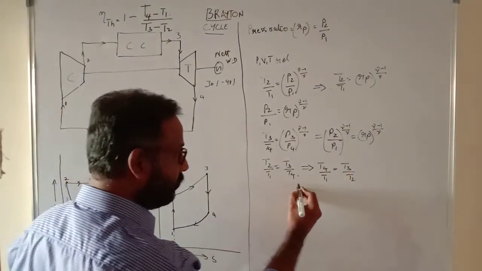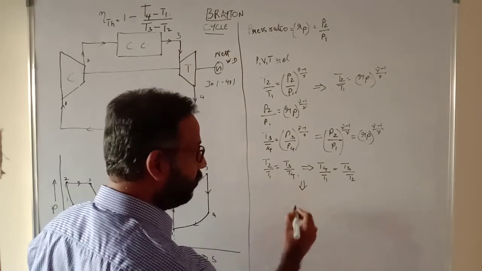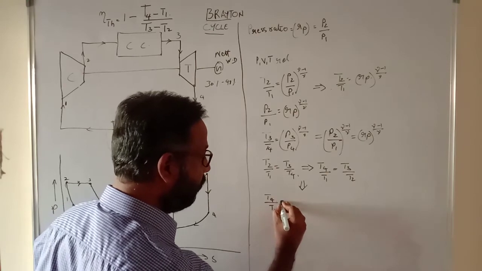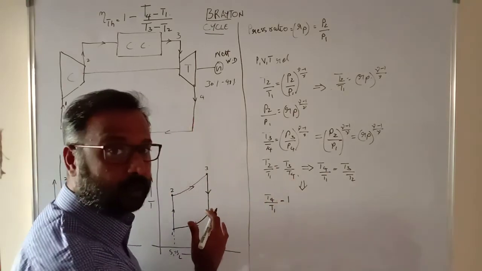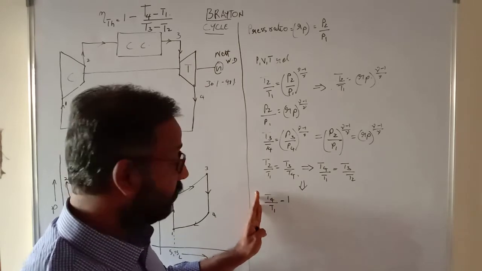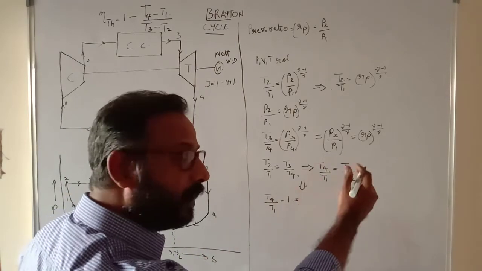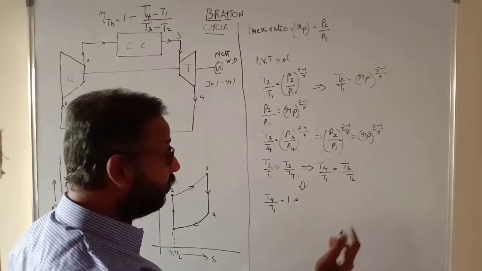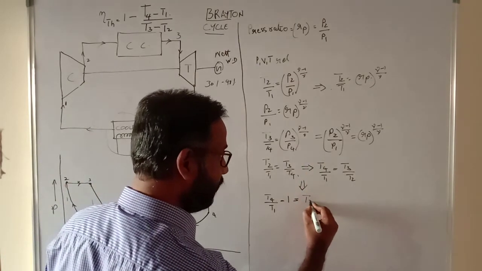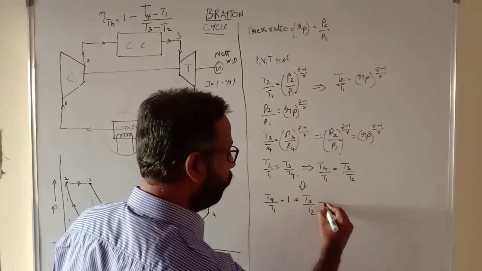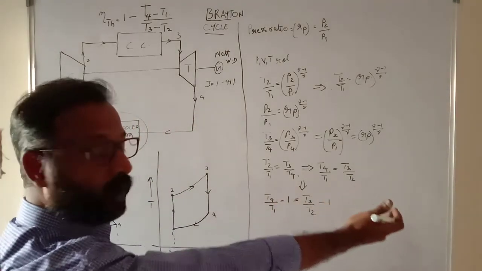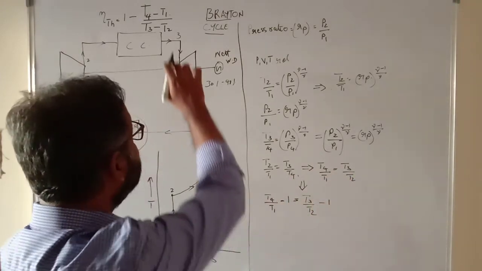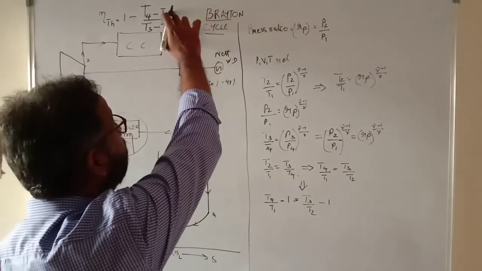Now furthermore, I'm just going to do one more step. It's nothing complicated. In T4 by T1, I'm going to add a minus 1 on the LHS, and I'm going to add a minus 1 on the RHS also. The equation will be the same, because if I'm adding the same term on both sides, it will get cancelled. But I'm just adding it to get this term. The main thing is I want to get this term.